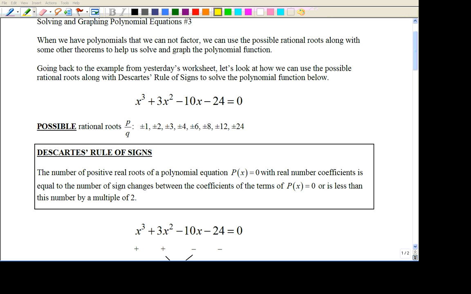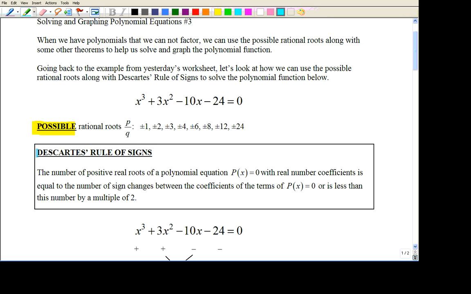So going back to the example from yesterday, let's look at how we can use the possible rational roots along with Descartes' rule of signs to solve the polynomial function below. Yesterday we had this cubic function x cubed plus 3x squared minus 10x minus 24. We were able to find the possible, remember that it's definitely just possible, not for sure, rational roots p over q, and these numbers all came from finding the values for p, which were the factors of our constant, divided by the q, the factors of our leading coefficient of 1. So that's how we got all of these numbers.